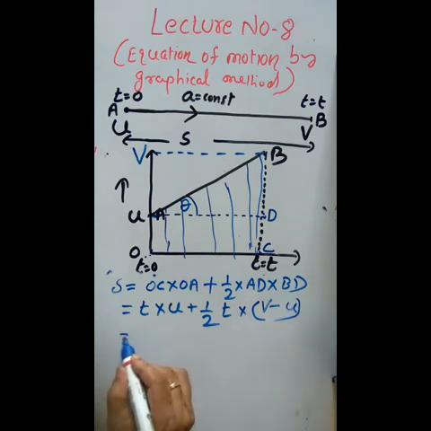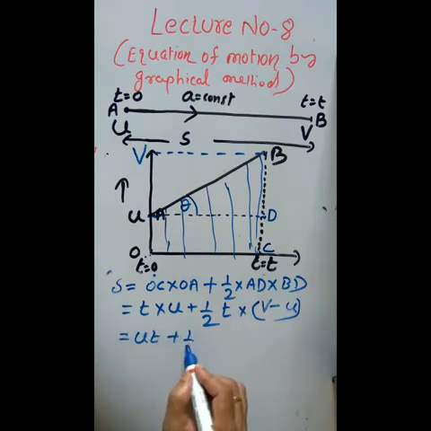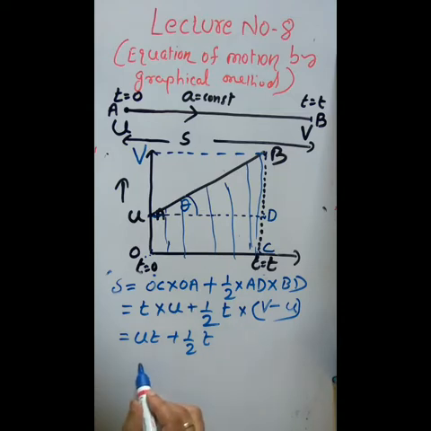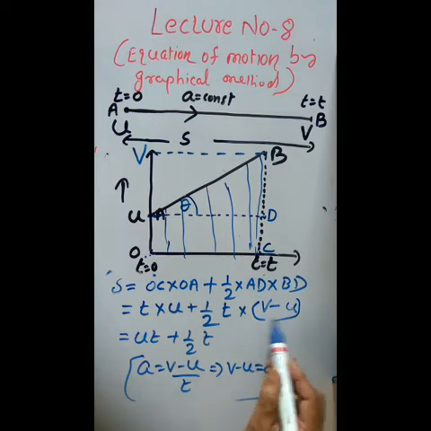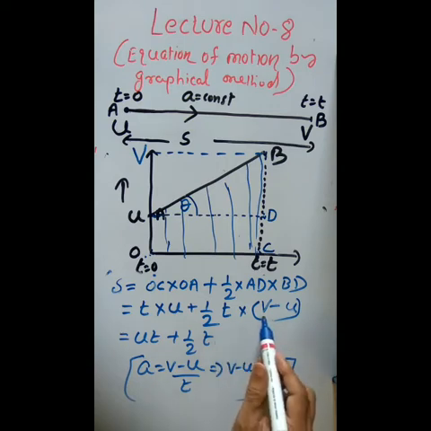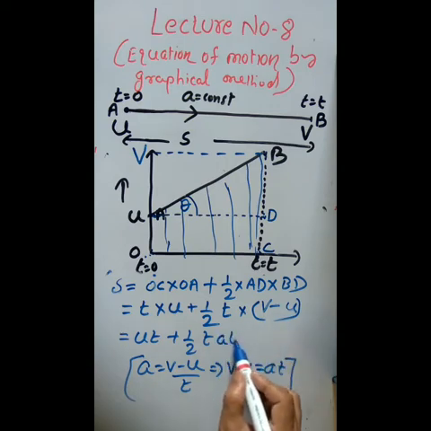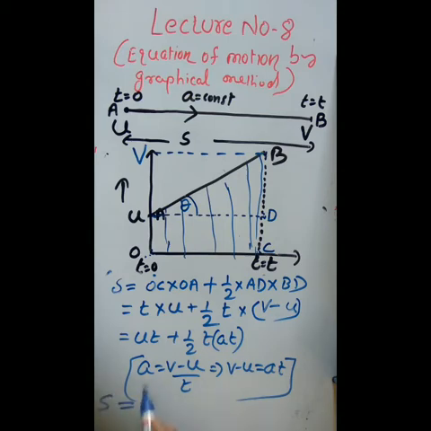Okay, so that implies S is equal to ut plus half t, and we know from the first equation of motion A is equal to V minus U by t. That implies V minus U is equal to AT, which we have derived in the first equation. So now in place of V minus U, put AT. Then my equation of motion S will be ut plus half AT square.